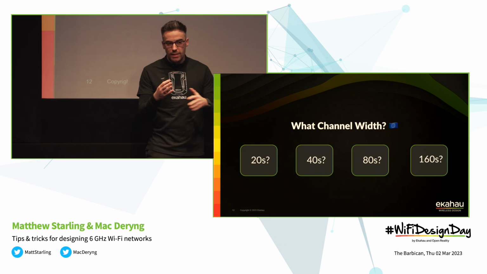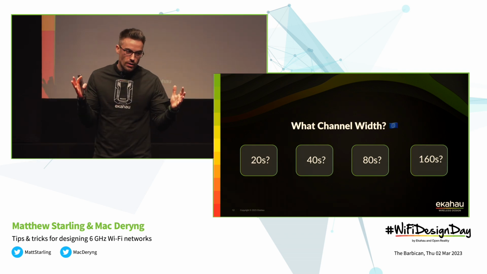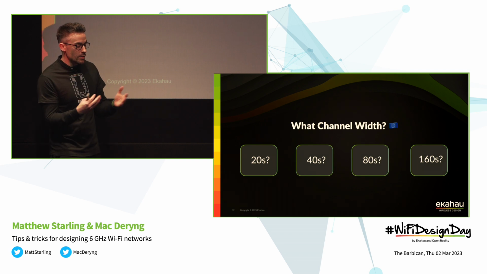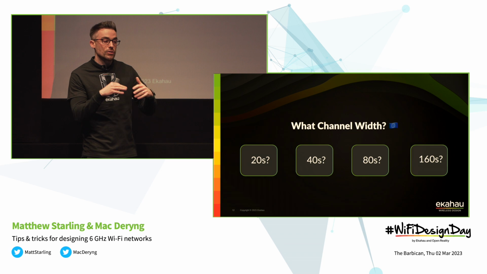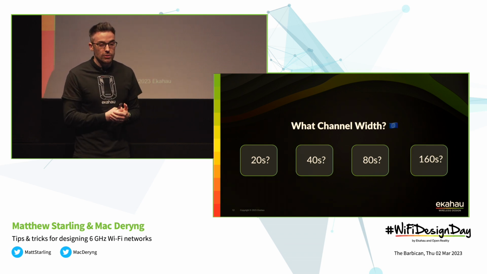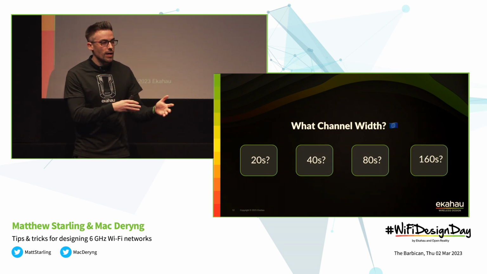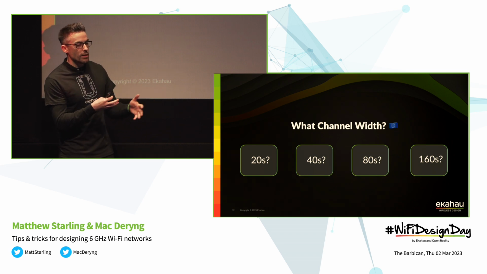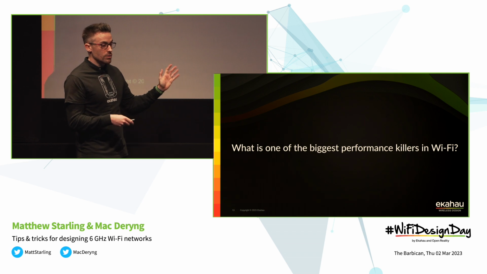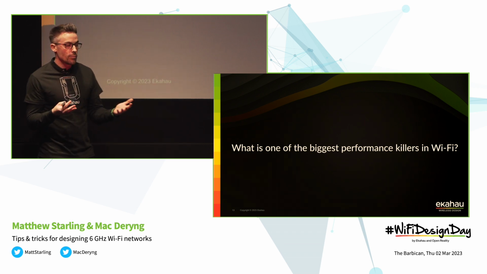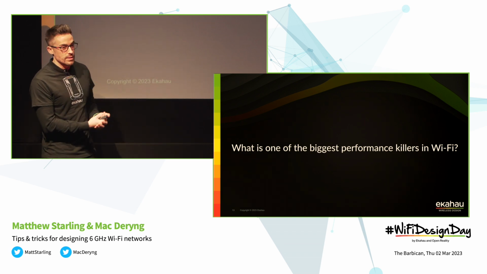But when you're in a busy enterprise environment where you've got lots of neighboring wireless networks, typically what we found is that you want to use 20 megahertz wide channels, because that's going to give you the best channel reuse and keep your contention to a minimum. So keeping that in mind, we would want to be thinking about that when it comes to 6 gigahertz, because one question we wanted to ask everybody in here is, what is one of the biggest performance killers in Wi-Fi?